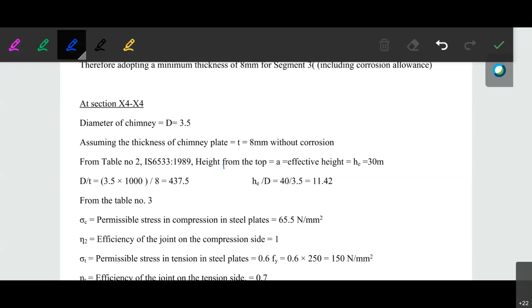Therefore for the allowance for corrosion, we will consider 5 mm. Therefore the thickness of the chimney plate required will be equal to 5 plus 4.35, that is equal to 9.35 mm. Therefore adopting the minimum thickness of that particular section as 10 mm for segment 4. Okay, for segment 4 what thickness will we take? 10 mm. Similarly calculating the same for the X4 section. Okay, the X5 section will be next.